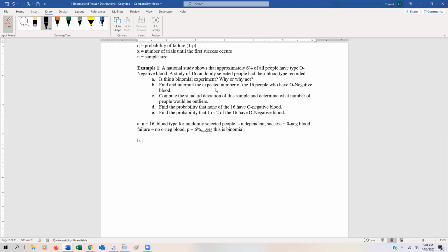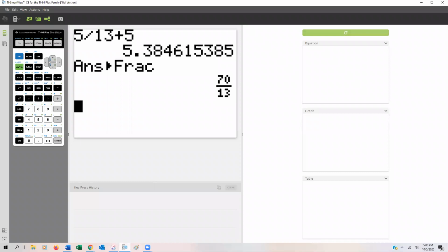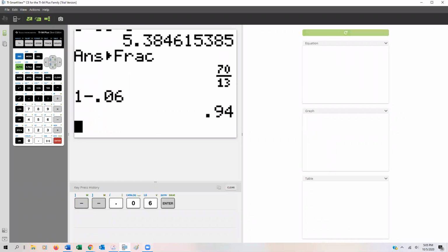So to be able to find and interpret the expected number of the 16 people that have O negative blood, the first thing we probably want to do is figure out what n is and p is. So let's just gather some variables. We know that n in this case is 16 people. We know the probability of success p is 6% or 0.06. We know that q, which is the probability of failure, is 1 minus p. So 1 minus 0.06. And we can go right to our calculator because our calculator doesn't lie. 1 minus 0.06 is going to be 0.94.